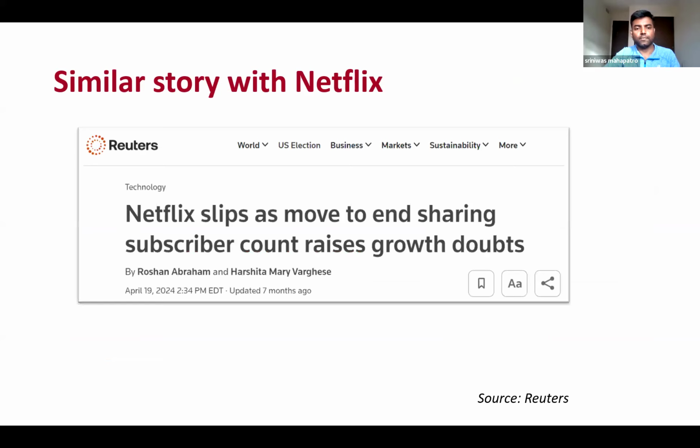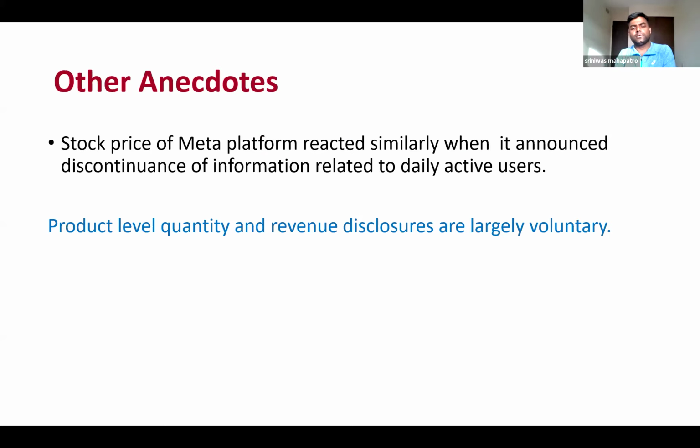Now, this is not the only case. This has happened with a few other companies too. There's a similar story with Netflix. This happened more recently when they decided to stop disclosing the subscriber count, which is basically their unit of products. And on the same day, the stock price of Netflix went down by roughly 6 to 7%. Similar was also the case of Meta. There are a few other cases. But most importantly, what we found was that these product level quantities and revenue disclosures are largely voluntary.